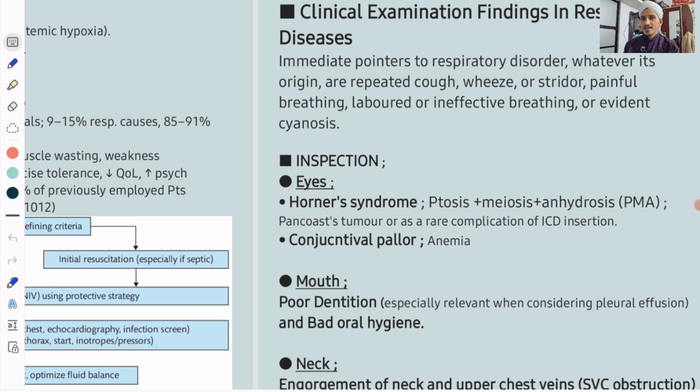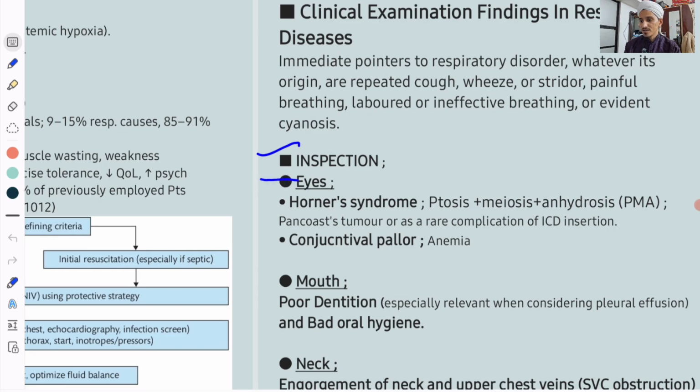Now, as we have learned in our MBBS period, in any system we examine by inspection, palpation, percussion, and auscultation. So we will move in that manner only. Number one is inspection. Come from upside down. In the eyes, what can you see?